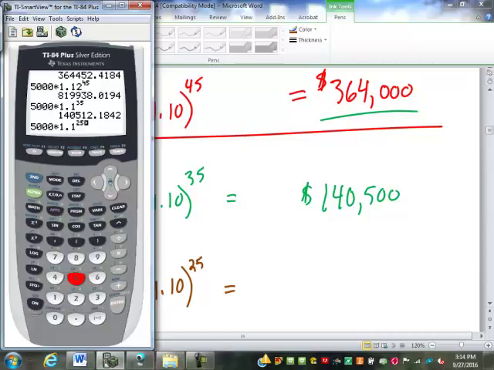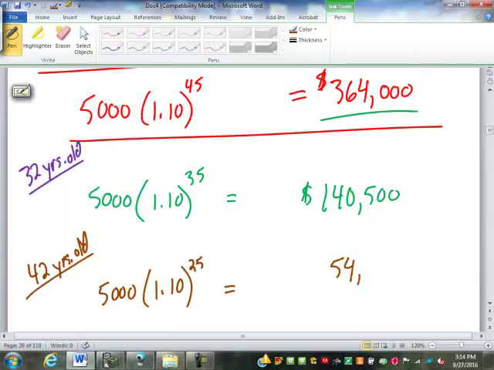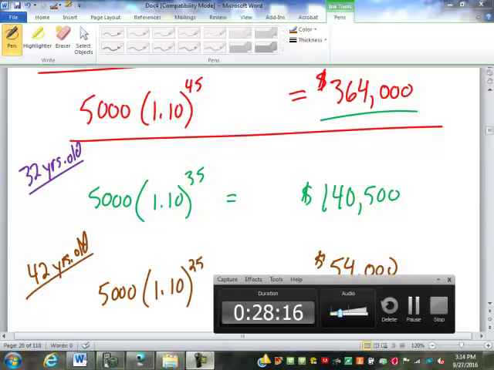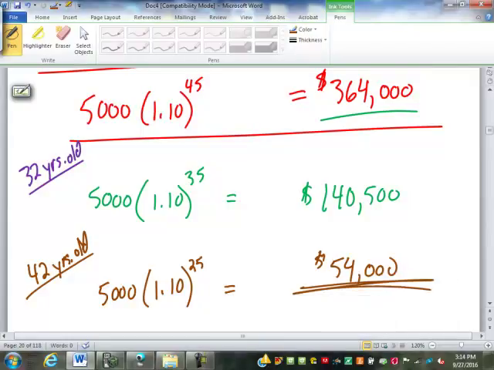Not quite that bad. $54,000. That's what you get if you wait that long. So yeah, by waiting till you're 42, you get one-seventh of what you would have if you did it at 22.